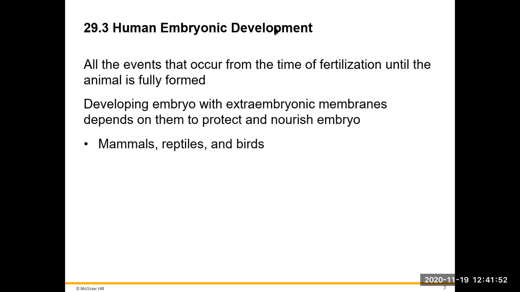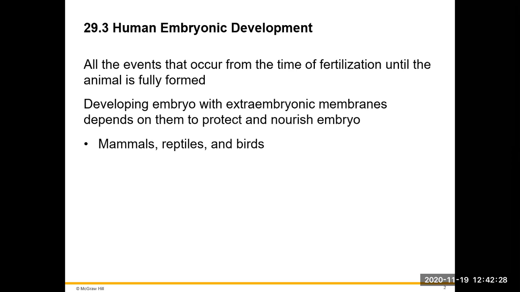Human embryonic development. All the events that occur from the time of fertilization until the animal is fully formed, we call it embryonic development. Embryonic development is any development that occurs between the time of fertilization to the end of the first 2 months. And from the 3rd month till the point of birth, we call that fetus or fetal development. So embryo and fetus are not the same thing.